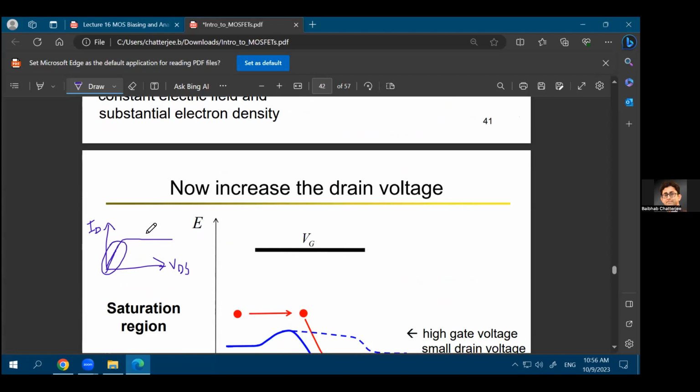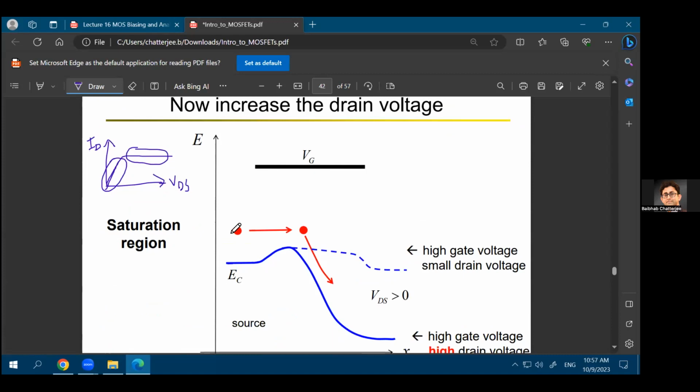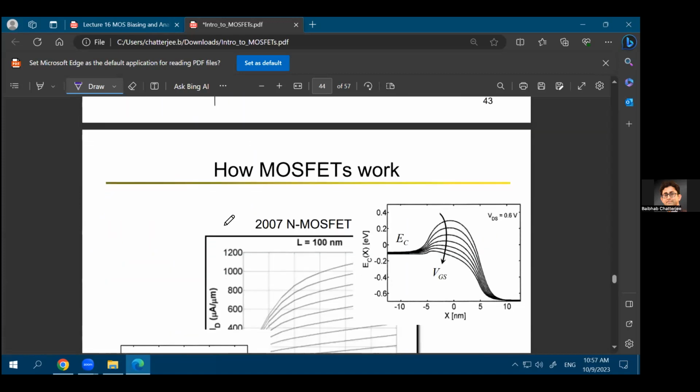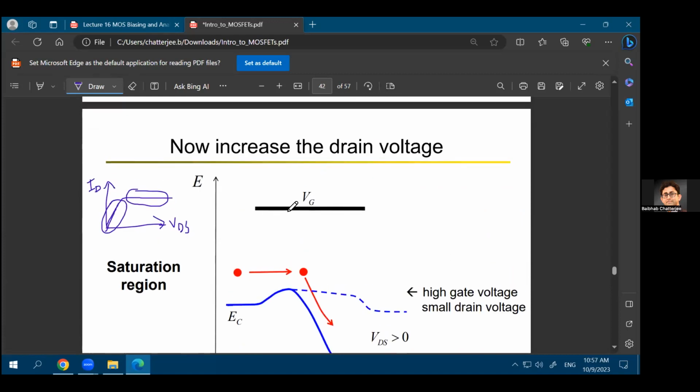Next, we'll discuss why you have a saturated ID as you are having more and more drain voltage. As you have a higher amount of VDS, your current kind of saturates. And why is that? But before that, I think there are a few more slides over here.